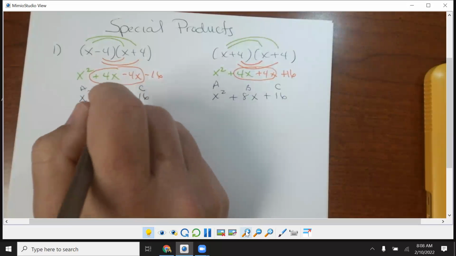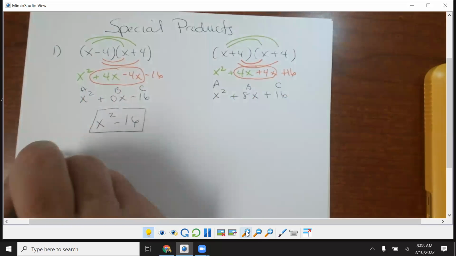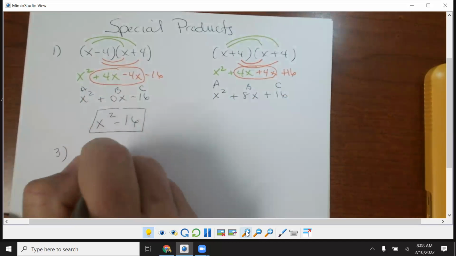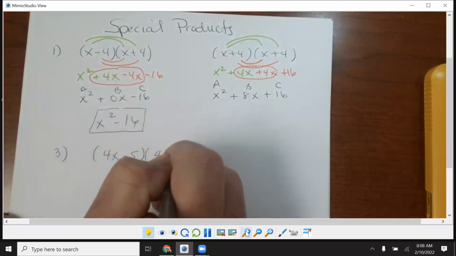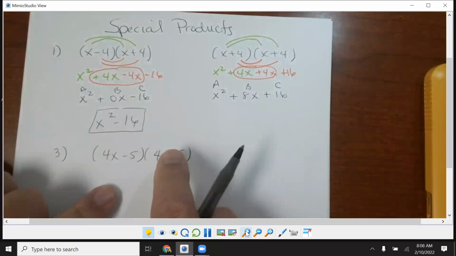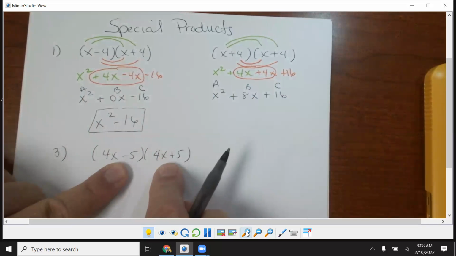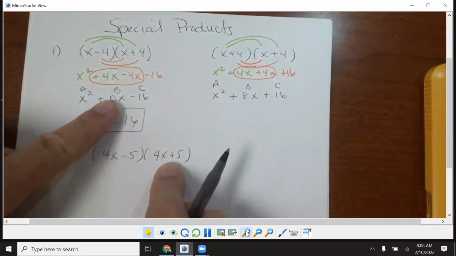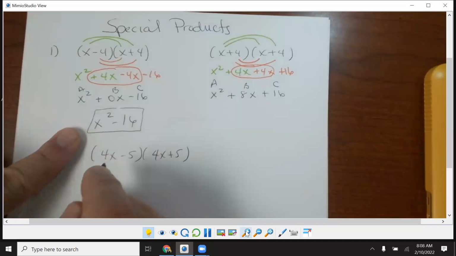So let's try some of these without having to do the box method or the double distributive method. These are problems from a worksheet that I assign in class. This is number 3. Look, they're the exact same. One's a minus, one's a plus. So that means there's no middle term. They cancel each other out just like this. So we just take the first terms, 4 times 4. Well, 4 times 4 is 16.